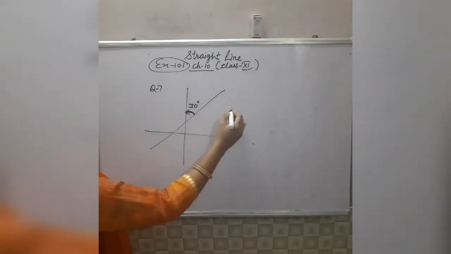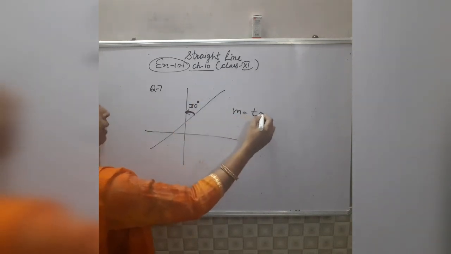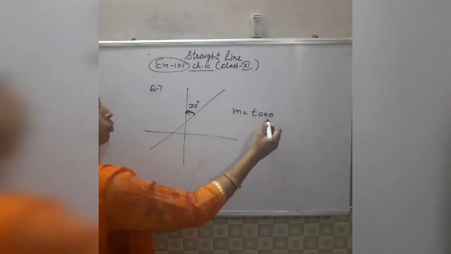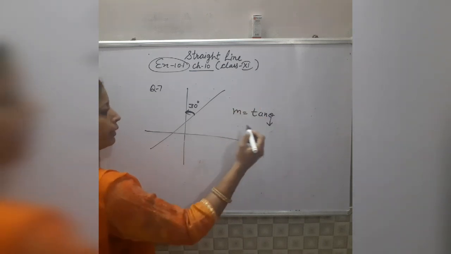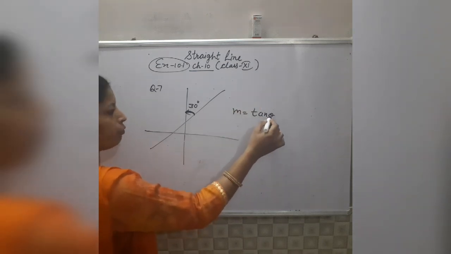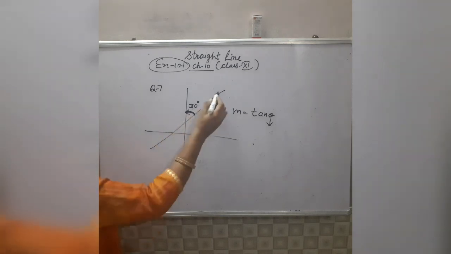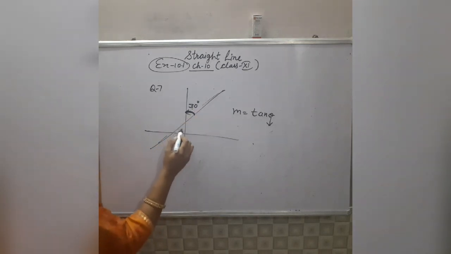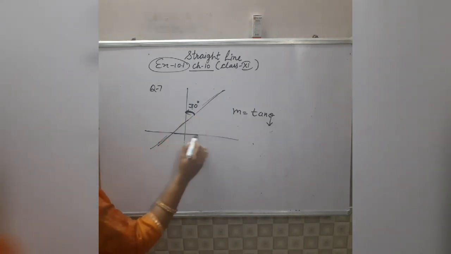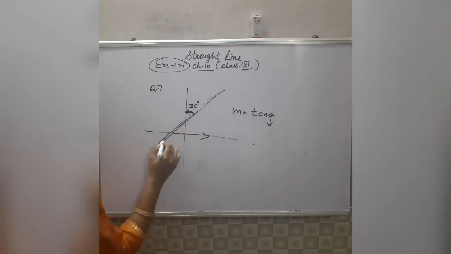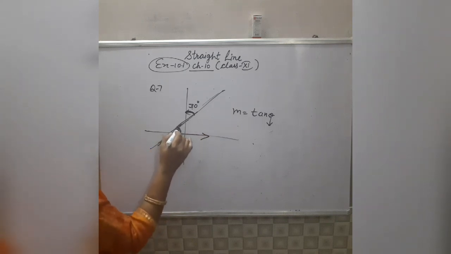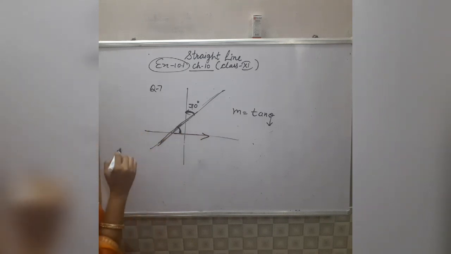Now in the case of angle, we will use this formula for slope, m is equal to tangent theta. But all of you know what angle theta is here? Theta is the angle of the line with the positive direction of the x-axis. But in this case, the angle of this line with the y-axis is given to you. So firstly we will find the angle of this line with the positive direction of the x-axis. This is the positive direction of the x-axis, this is the line, so the required angle is this angle. We will find this angle firstly.